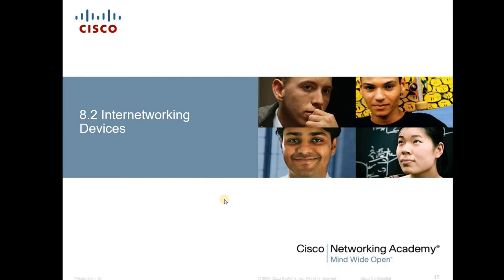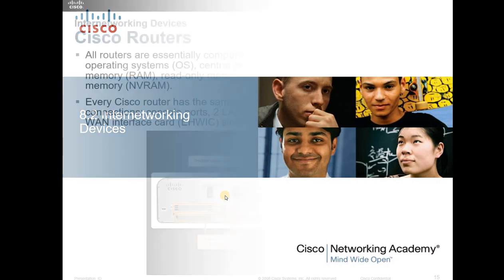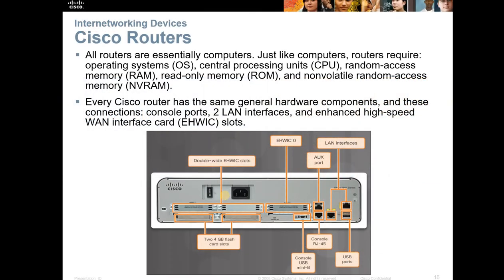So coming to the networking devices, Cisco routers. All routers are essentially computers. Generally, routers require an operating system, CPU (central processing unit), random access memory (RAM), and ROM (read-only memory), and non-volatile random access memory, NVRAM. Every Cisco router has the same general hardware components.